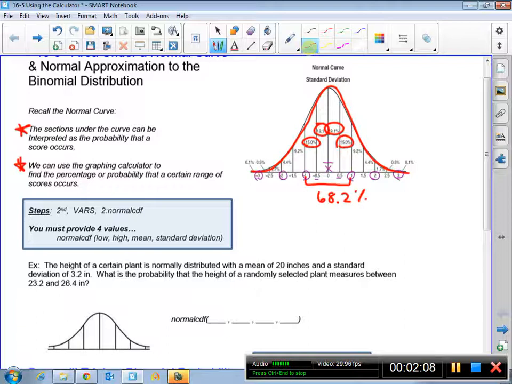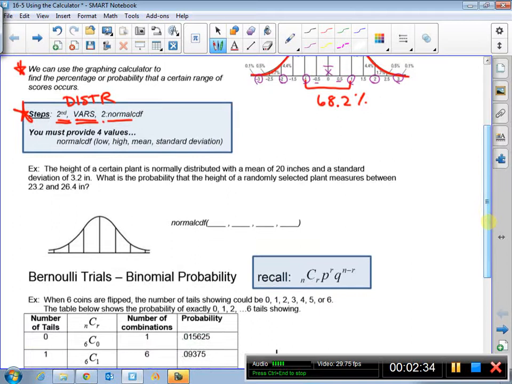So let's take a look at the steps and then try a couple on our calculator. The steps are to hit your second vars key, and above the vars you can see it says DISTR, and that's short for distribution. And we're going to choose number 2, which is the normal curve, and that's cumulative distribution frequency, I think, for the CDF. So normal CDF. When we choose that, you'll get something that looks like this on your calculator screen. And it's going to need 4 values.